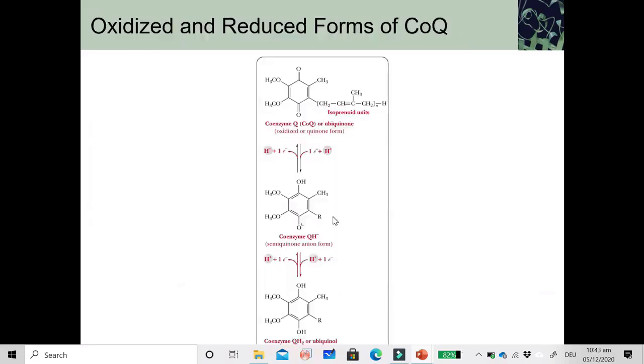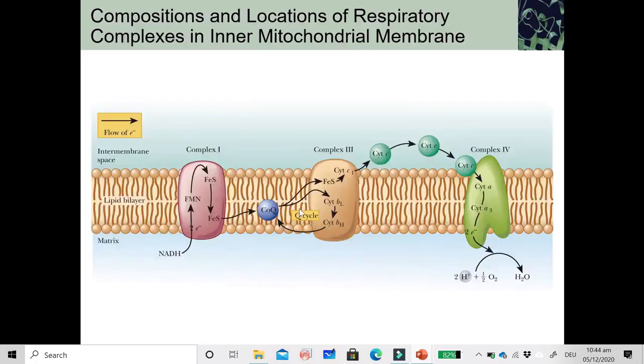The preponderance of the Q cycle is attributable to the fact that coenzyme Q exists in the form of ubiquinol as well as the semiquinone, and the semiquinone is involved in the Q cycle because that involves the transfer of 1 electron at a time. Now the cytochrome C that is produced in complex 3 travels through the inner mitochondrial membrane until it encounters complex 4.